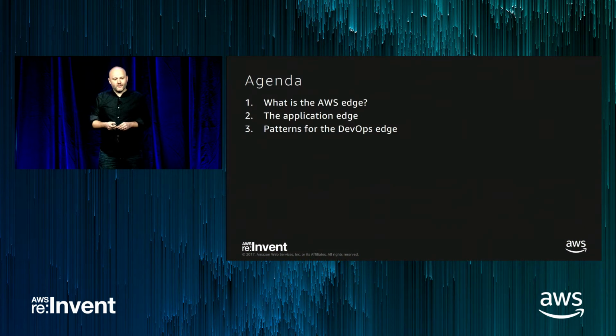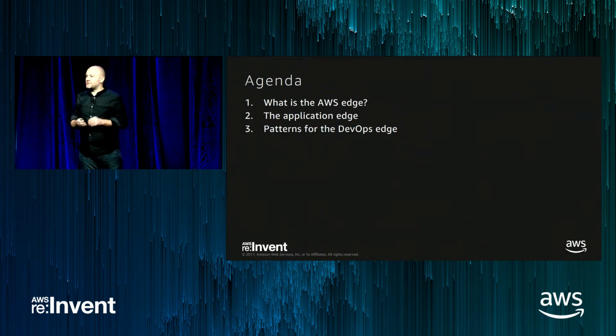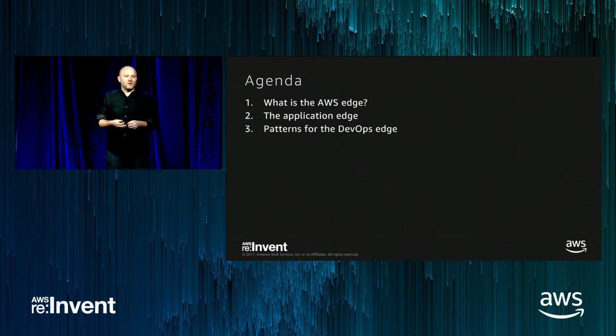So, the agenda. We're going to talk about what I mean regarding the AWS Edge. We're going to talk about the application edge, and then patterns for a DevOps edge. Before I go on to the next slide, I just want to set the scene around what I mean by DevOps. I'm not going to talk about everything about DevOps, the DevOps culture. I'm just going to take the important essences of DevOps, the idea of working together as a team. You've got developers and operations, building a solution, integrating a solution, automating it, testing it, monitoring. Those are the principles I'm going to talk about here using AWS Edge Services.